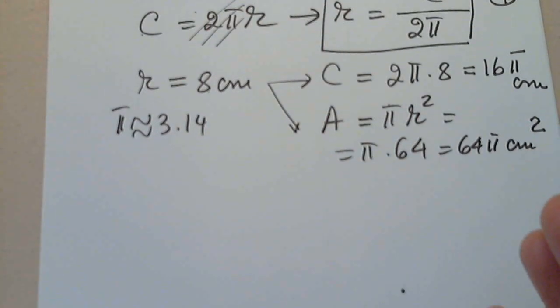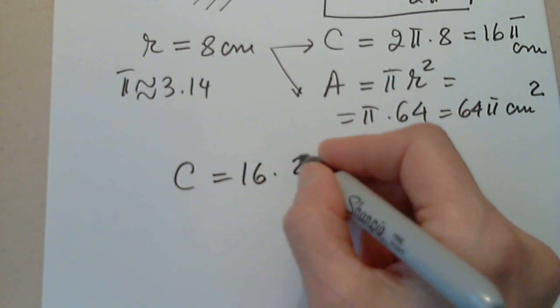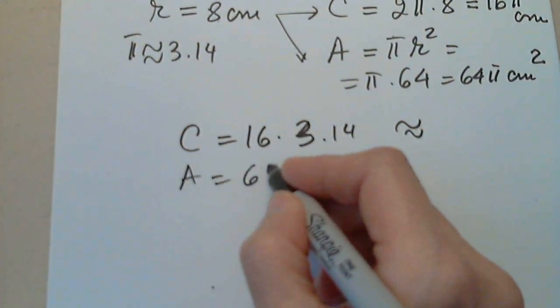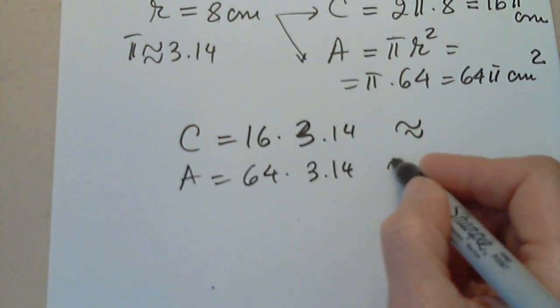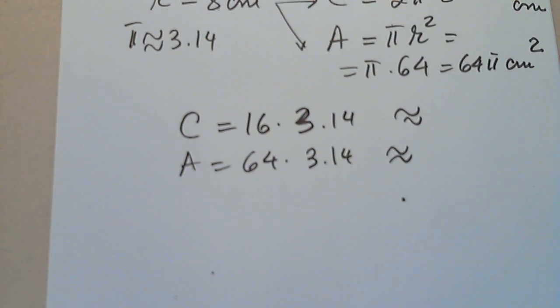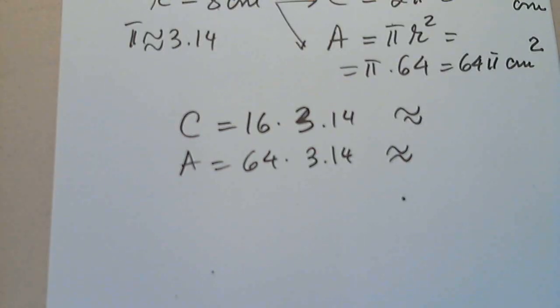If they're asking us to approximate, then the circumference will be 16 times 3.14, and we approximate, and the area will be 64 times 3.14, and you approximate. Let me show you where pi is in the graphing calculator. Here it is. Here's pi, right here under the caret.